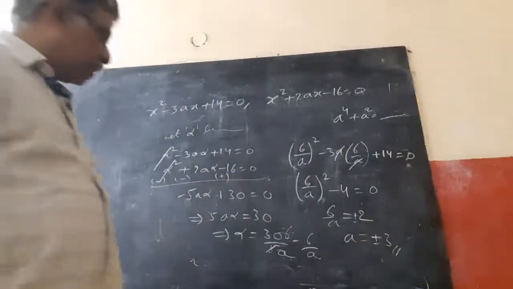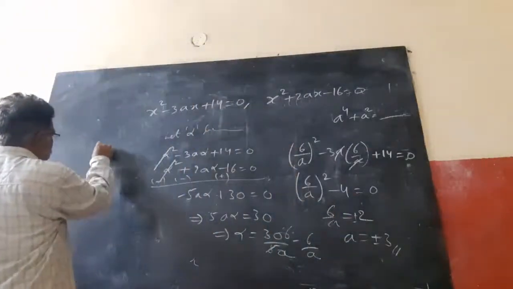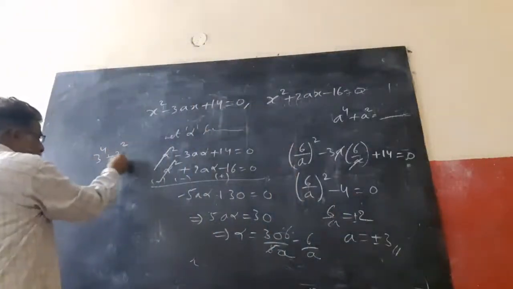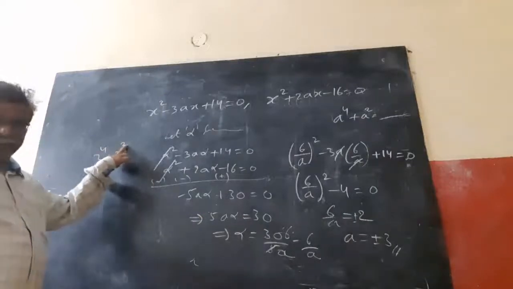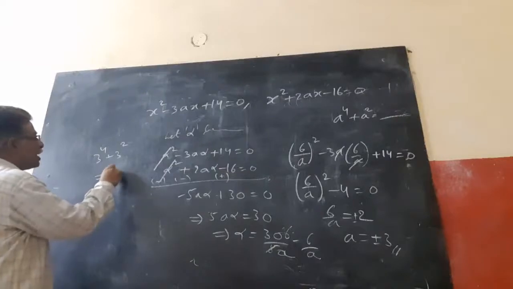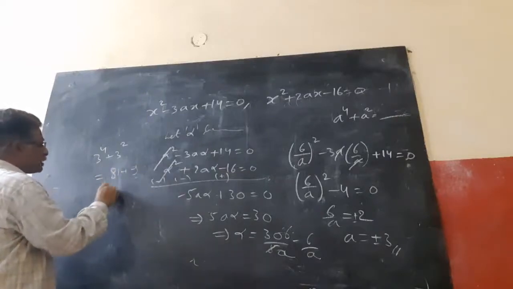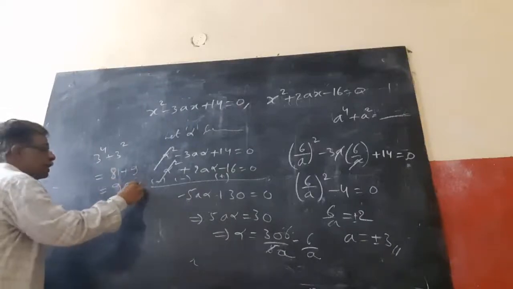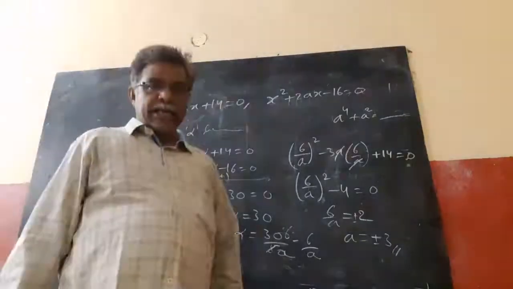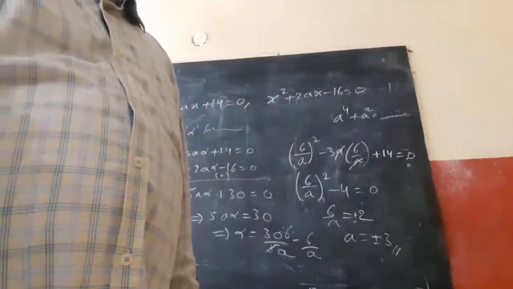Now he is asking a power 4 plus a square. So 3 power 4 plus 3 square. Plus or minus doesn't matter because the power is even, so you will take plus 3 or minus 3, it doesn't matter. So 81 plus 3 square 9. 81 plus 9 is how much? 90. So your final result is 90. This is given in EAMCET 2018.